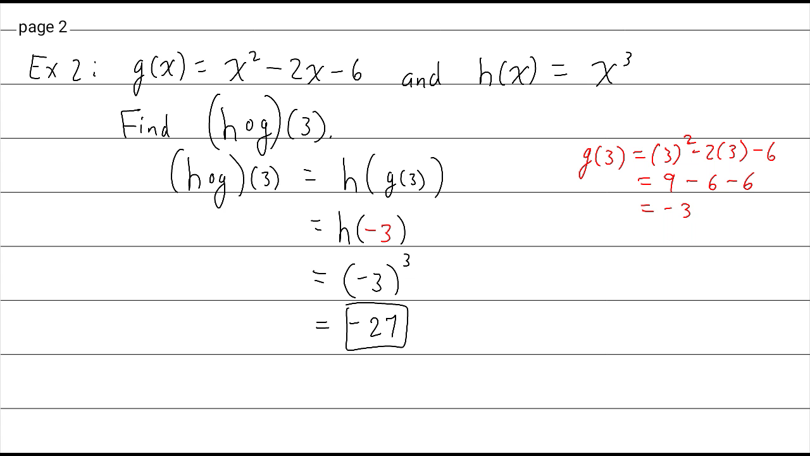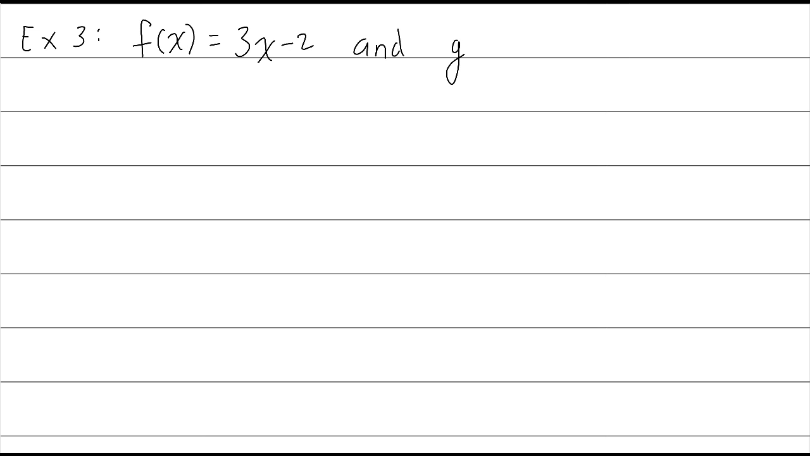All right, let's do a few more examples. Example 3. Let me write the question first. F of x is equal to 3x minus 2. G of x is equal to x squared plus 5. So the question here is to find, let's say part A, f of g of x and find its domain.